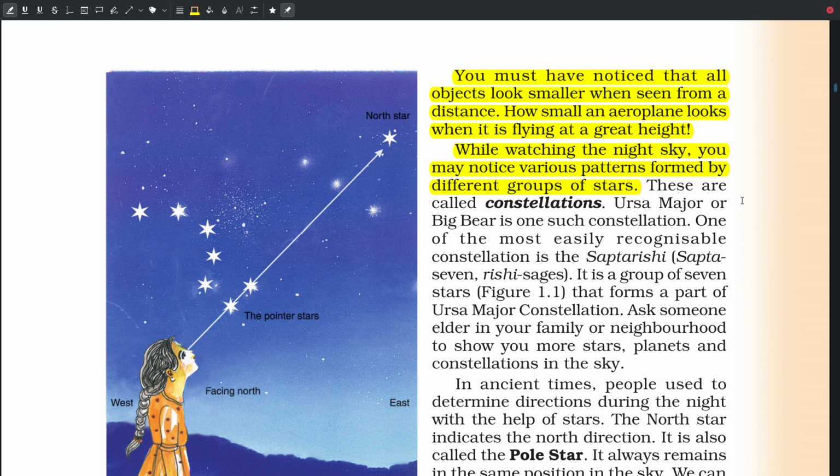So such groups of objects or stars, as we later called them, which had some recognizable shape, were of special importance to the people. The people looked at them with attraction. Oh, there is a bear in the sky. Oh, there is a hunter in the sky. There is a horse in the sky, like that. So these groups of stars, we gave the name constellations. Here it is written that while watching the night sky, you may notice various patterns formed by different groups of stars. These are called constellations. Now, what are constellations? Constellations are a group of stars in the night sky with some recognizable shape.